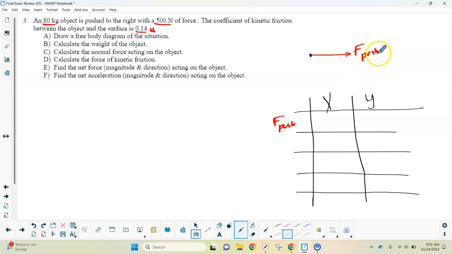So I got the pushing force, 80 kilograms, that's the mass. It says to draw a free body diagram, so I started to do that here if this dot represents the box. Let me pause a second and I'll have the other arrows in there so you can look at it. So I've drawn in the other forces.